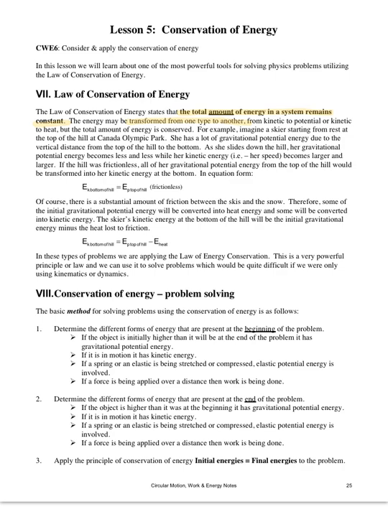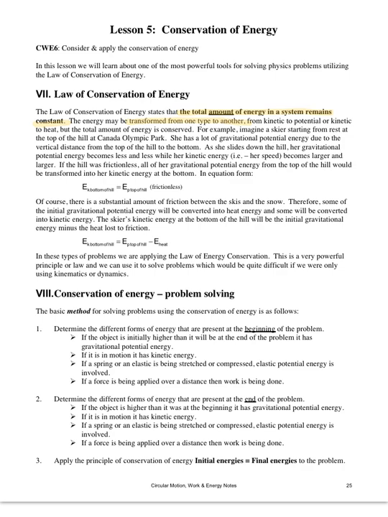So for example, a skier starting from rest at the top of the hill at COP has gravitational potential energy due to the vertical distance from the top of the hill to the bottom. As she slides down the hill, her gravitational potential energy becomes less and less because she's reducing her total vertical distance, while her kinetic energy, aka her speed, becomes larger and larger. If the hill was frictionless, all of her gravitational potential energy from the top of the hill would be transformed into her kinetic energy at the bottom.